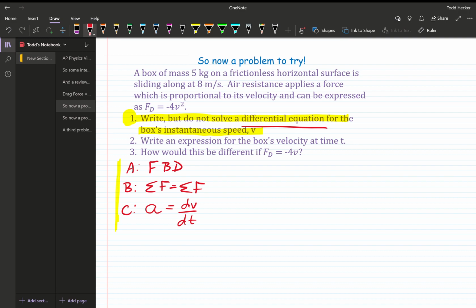Okay, so here we go. So let's do this. So here we've got a box of mass 5 kilograms sliding on a horizontal surface. So here's my horizontal surface, here's my box, 5 kilograms. It's sliding along with an initial velocity of 8 meters a second.